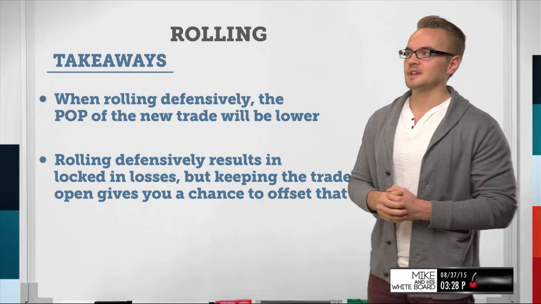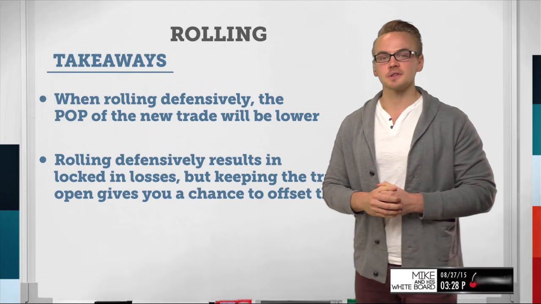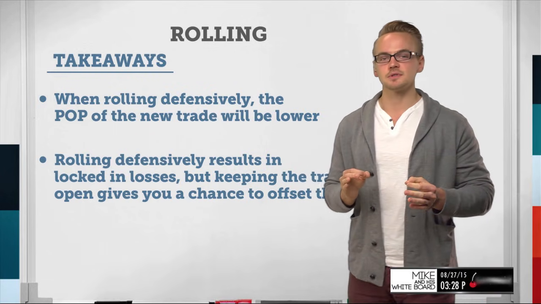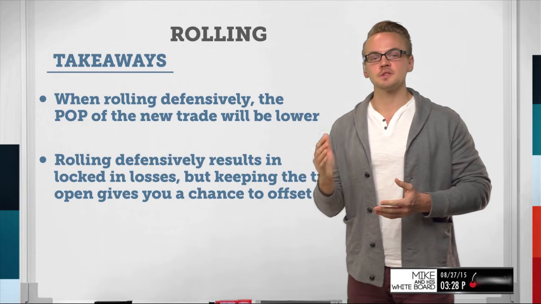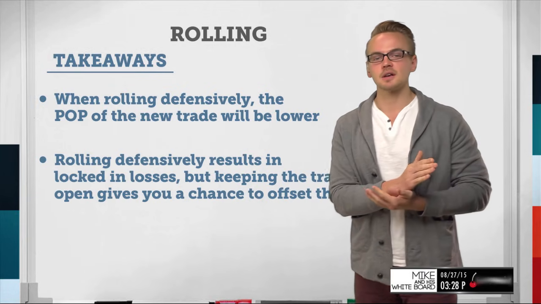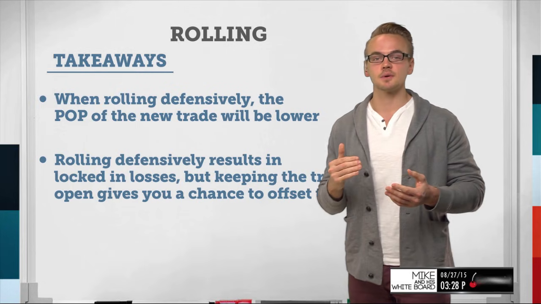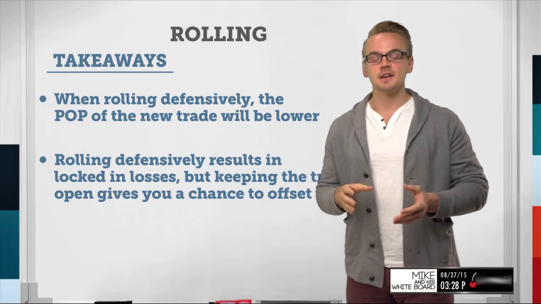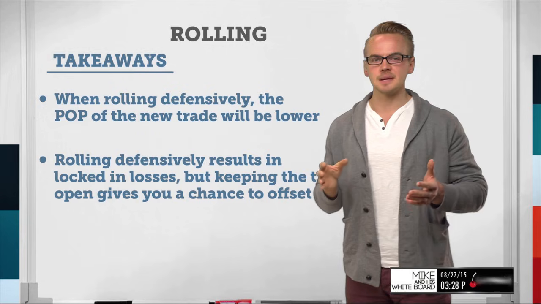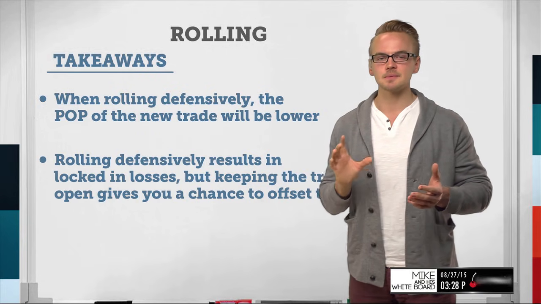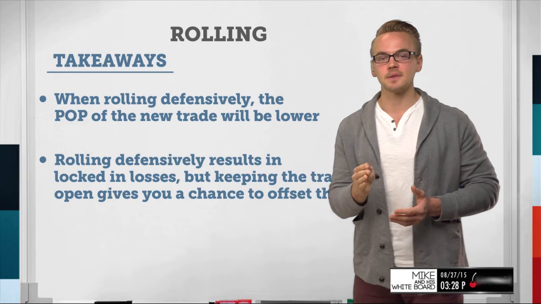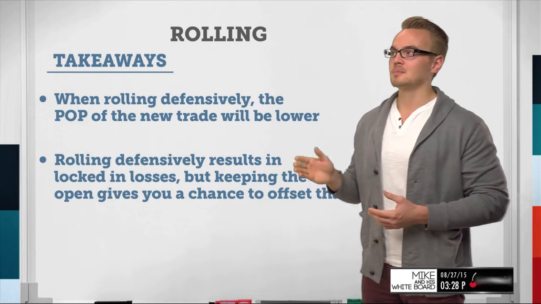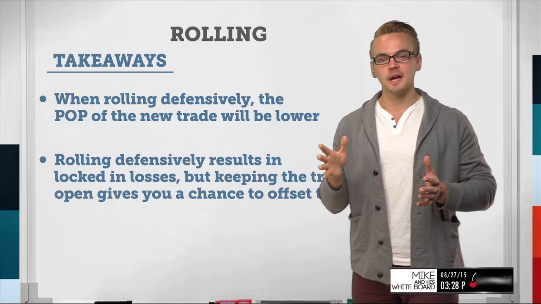When rolling defensively, the POP of the new trade will be lower. This is a crucial concept to keep in mind, because even if we roll into perpetuity, regardless of how deep in the money it goes, we might be able to continue to get credits for naked option positions. You'll see it's going to be much harder for debit spreads or credit spreads or any type of spread to get that credit on a roll, compared to naked options.